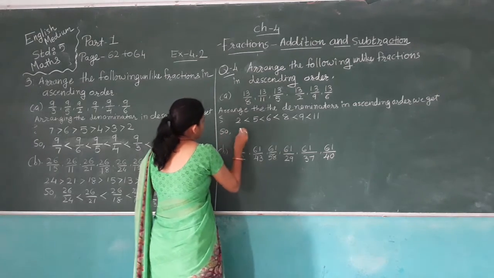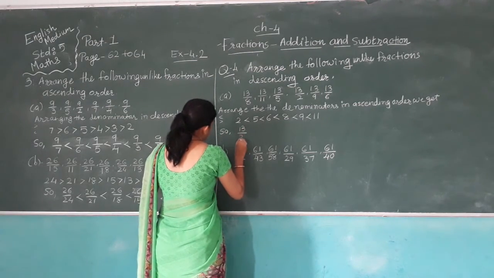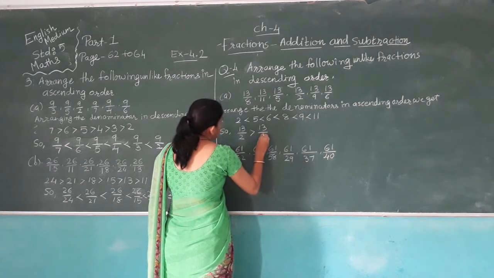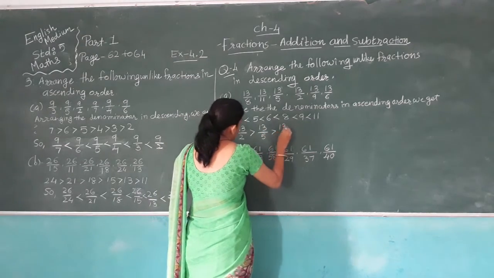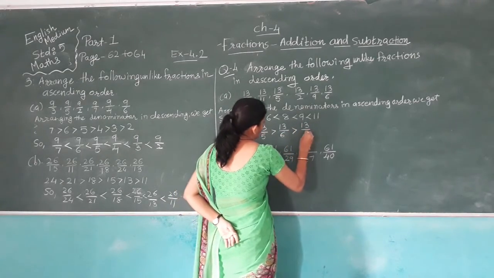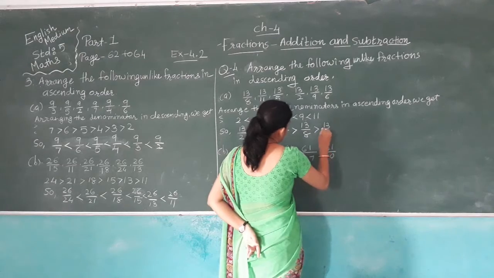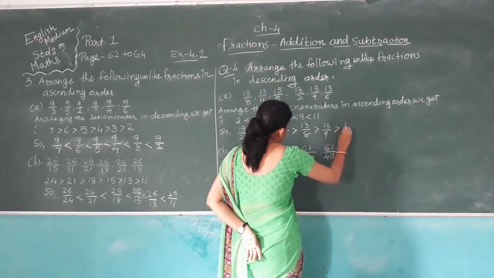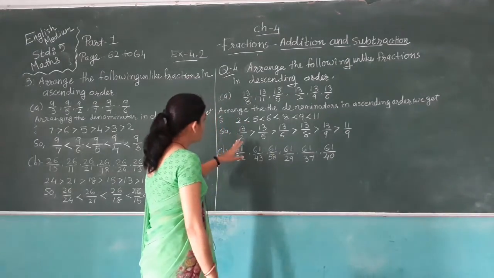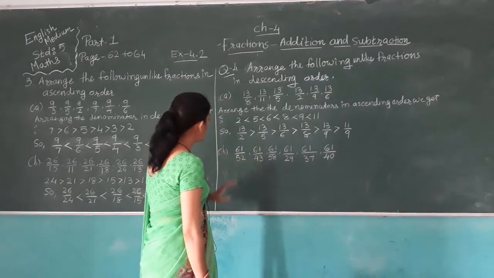So 13 out of 2, then 13 out of 5, then 13 out of 6, then 13 out of 8, then 13 out of 9, then 13 out of 11. So we arrange the unlike fractions in descending order.